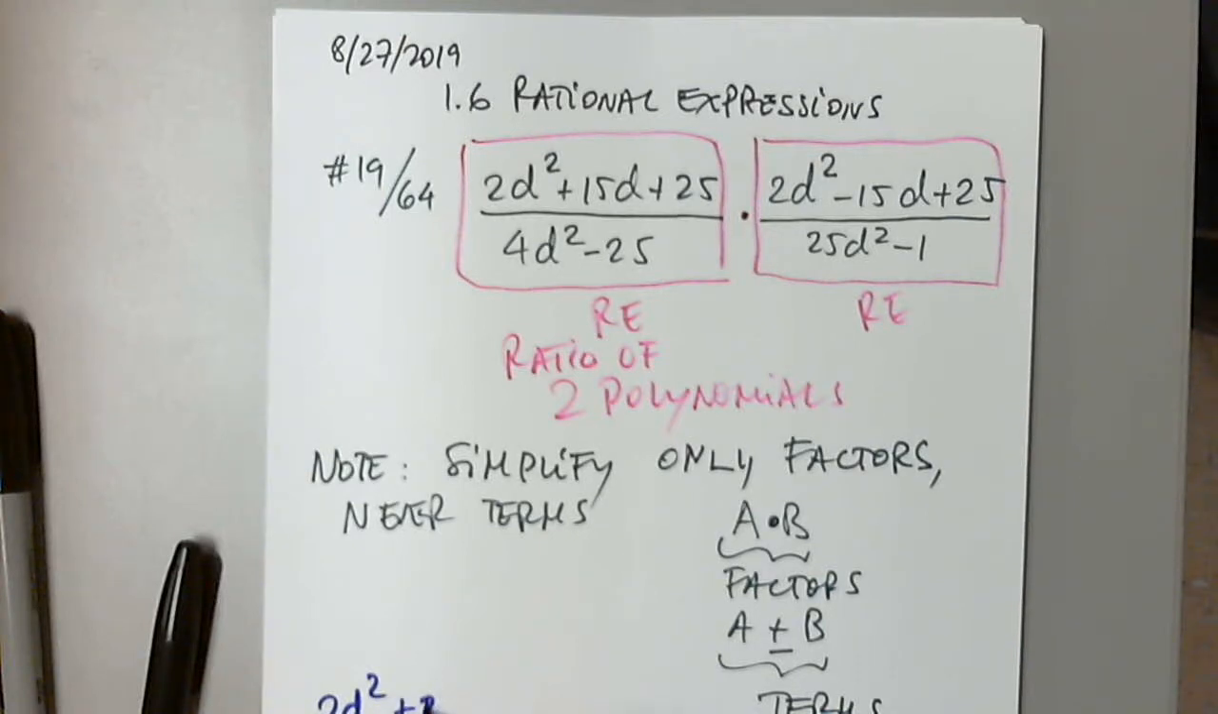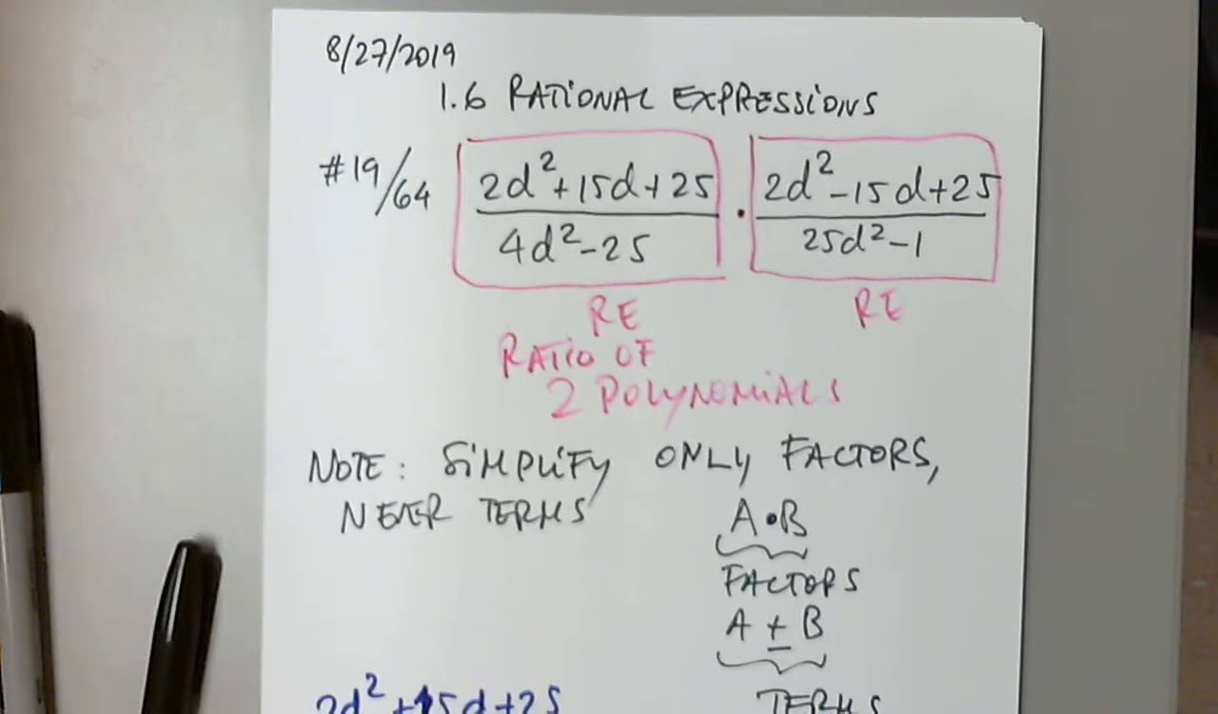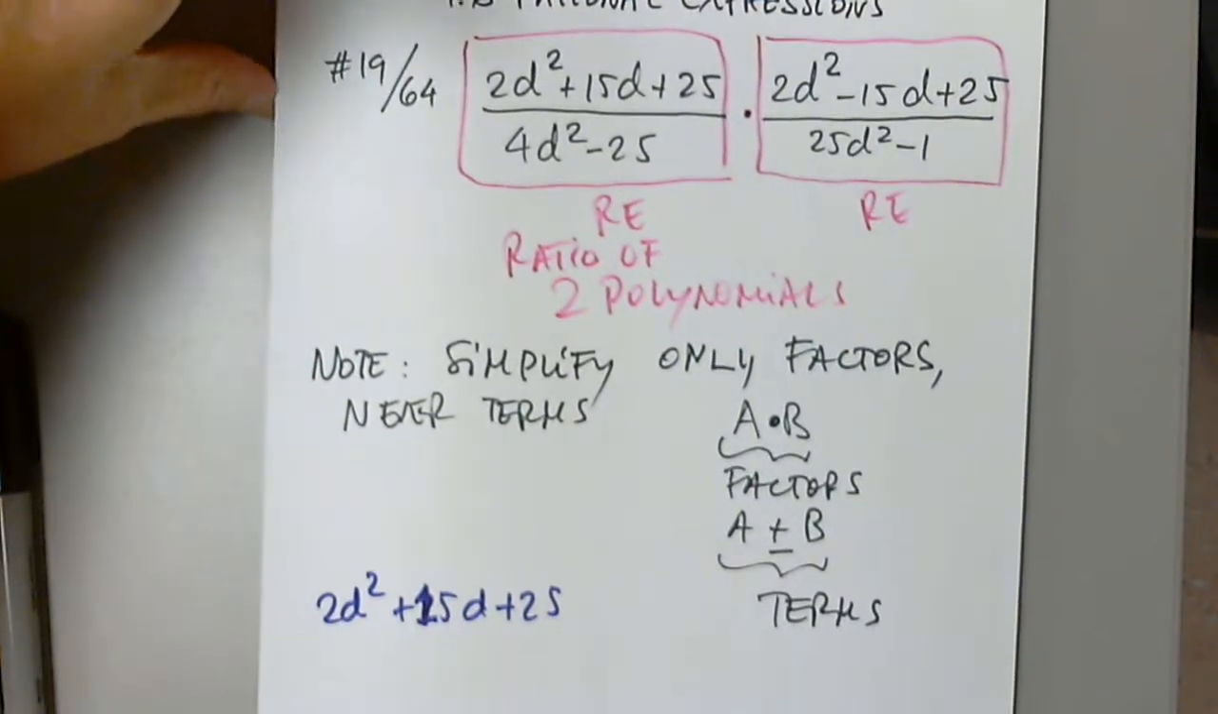2d squared plus 15d plus 25. How do we factor this? There are many ways. I'm not sure which way you like or which way you were taught. I'm going to show you my way. If you know a different method and you are comfortable with it, do not switch to mine. Just watch and see if mine is easier, then use it. If mine is not easier, stick with your own. That's fine.